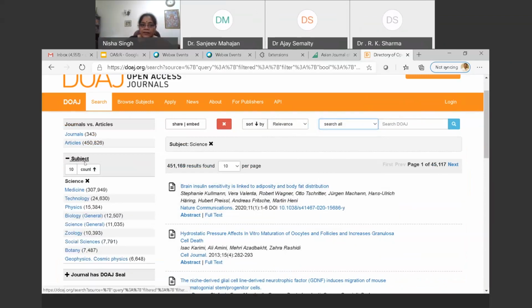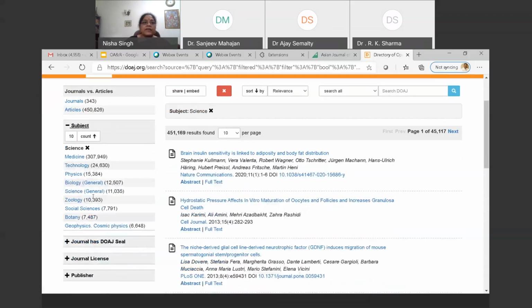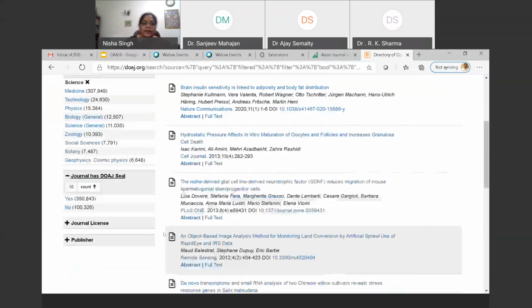Subject wise again. Science may be medicine, technology. These many articles are there. 3,07,949. In biology there are this many, in zoology this many, in social sciences this many. Because it is science, it is also including social sciences. Journals with a DOAJ seal are at a higher level. Otherwise, there are also articles without a DOAJ seal.